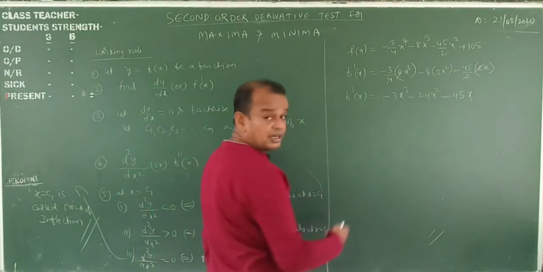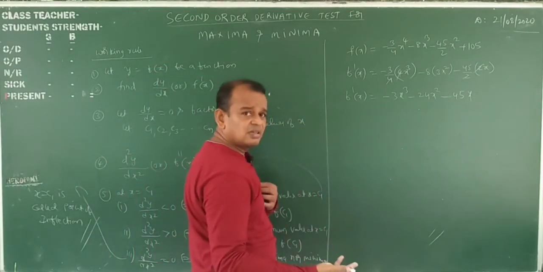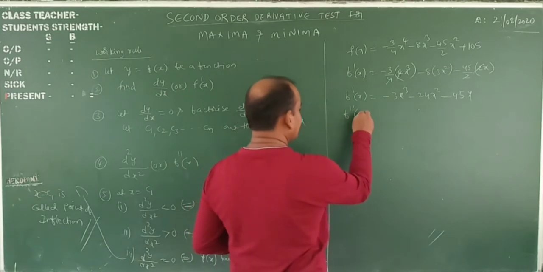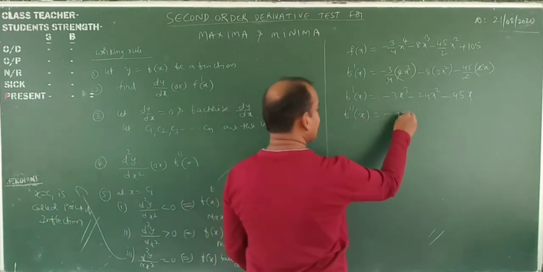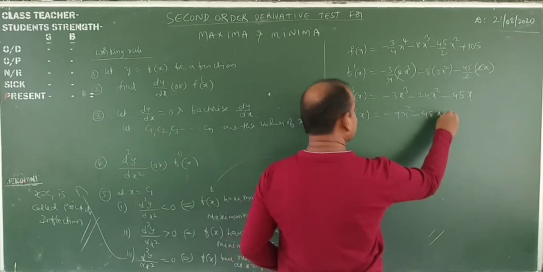Now immediately we will find the double derivative f double dash of x. X cube derivative 3x square, minus 9x square minus 48x minus 45.